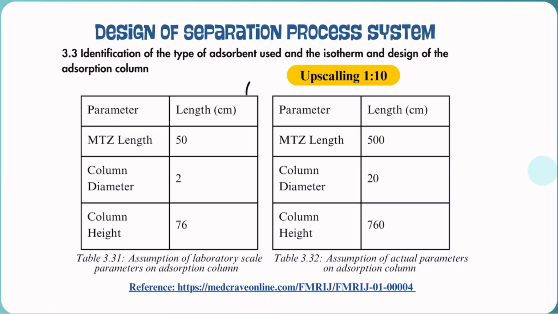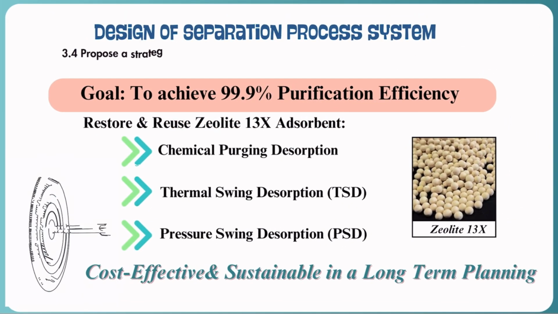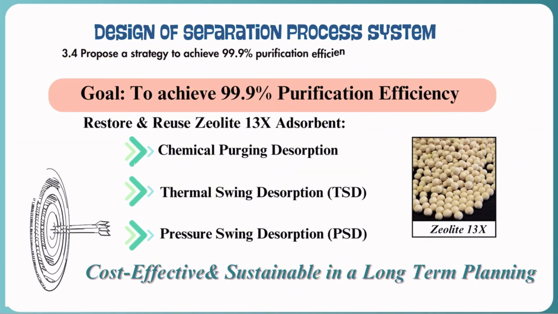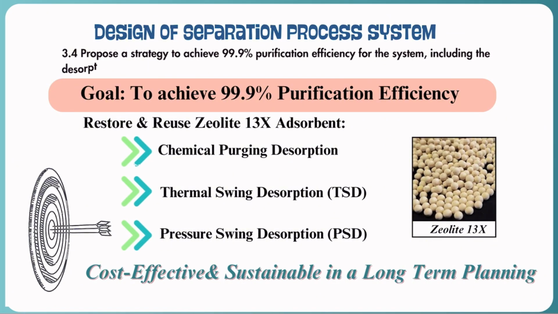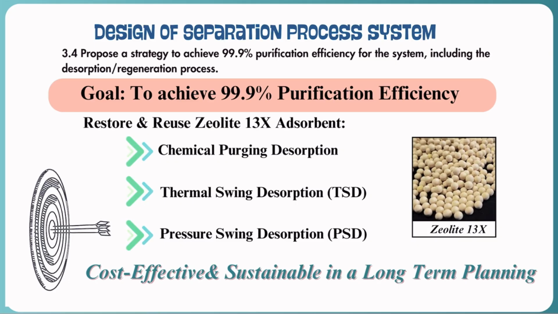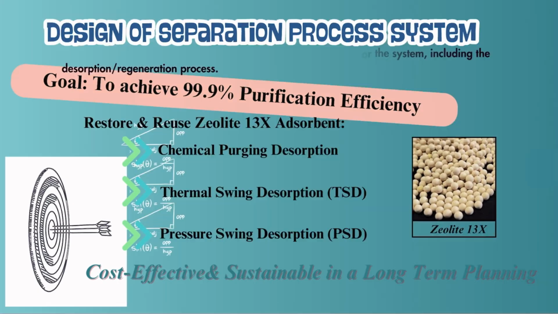In order to achieve 99.9% purification efficiency, the regeneration of zeolite 13X is capable of recovering adsorbate molecules and allowing adsorbent reuse through detachment of adsorbate from the saturated bed. The regeneration is typically done through chemical purging desorption, thermal swing desorption, and pressure swing desorption. By continuous regeneration, zeolite 13X can be reused multiple times without significant loss of efficiency. Therefore, this method is very cost-effective and sustainable in long-term planning because less adsorbent needs to be purchased and goes to waste, while achieving 99.9% purity of nitric oxide.